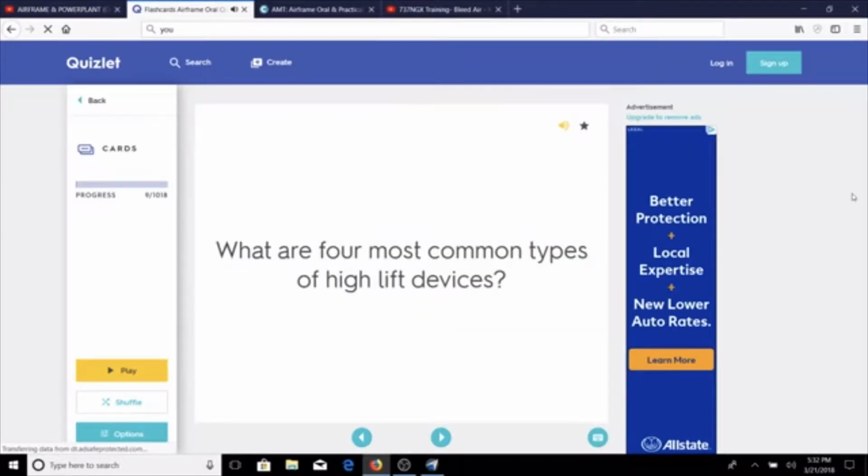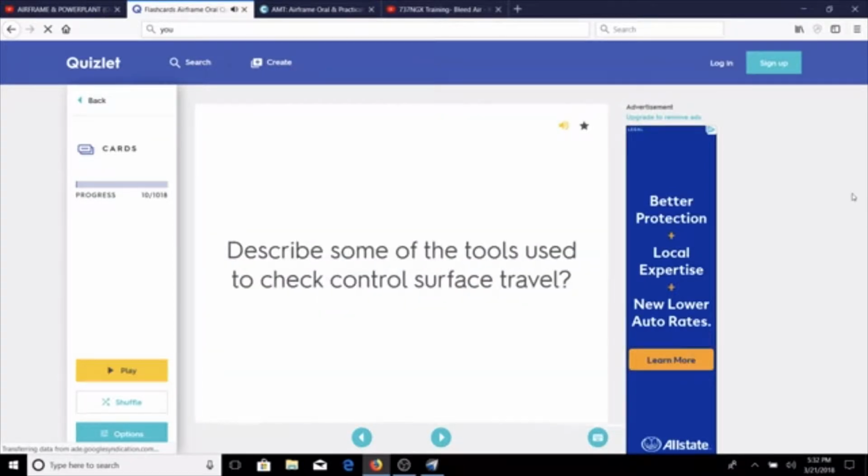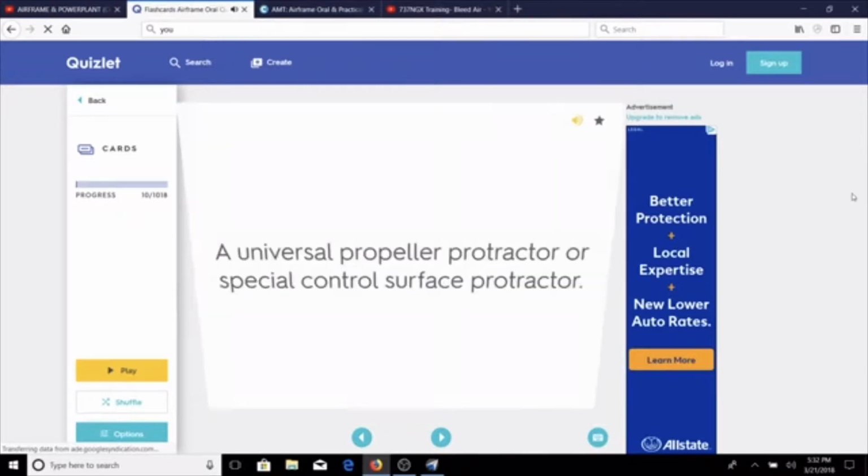What are the four most common types of high-lift devices? Leading and trailing edge flaps, slats, and slots. Describe some of the tools used to check control surface travel. A universal propeller protractor or special control surface protractor.